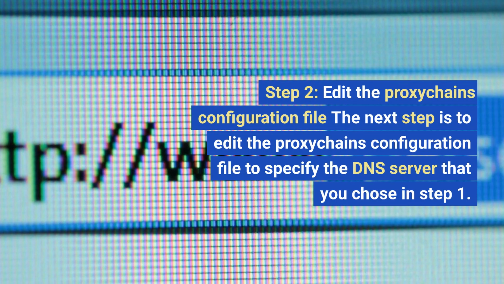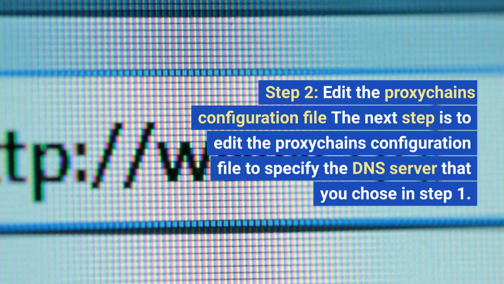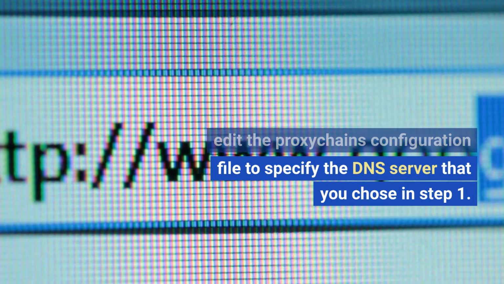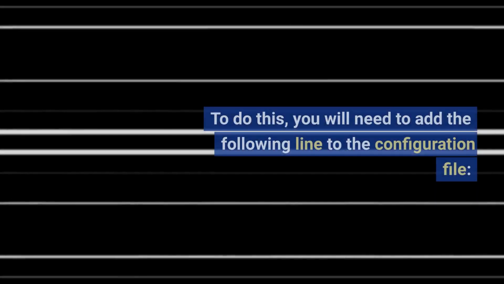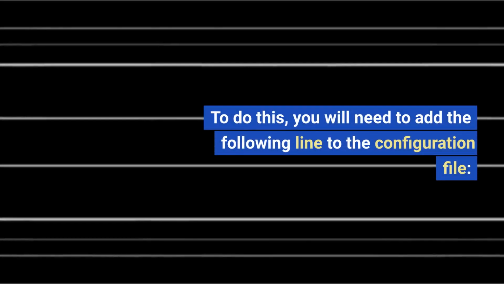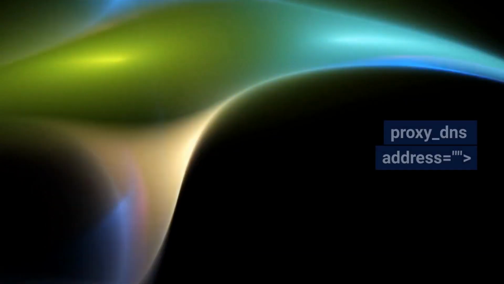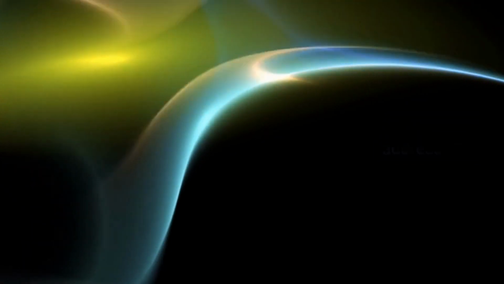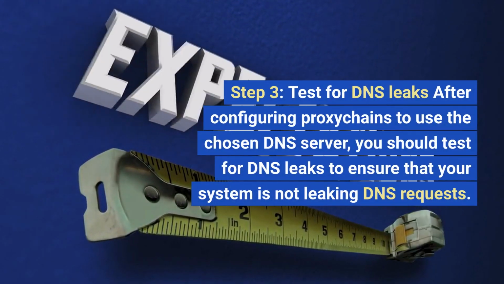Step 2. Edit the proxy chains configuration file. The next step is to edit the proxy chains configuration file to specify the DNS server that you chose in Step 1. To do this, you will need to add the following line to the configuration file: proxy_dns.